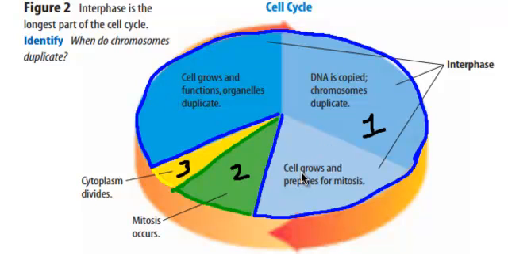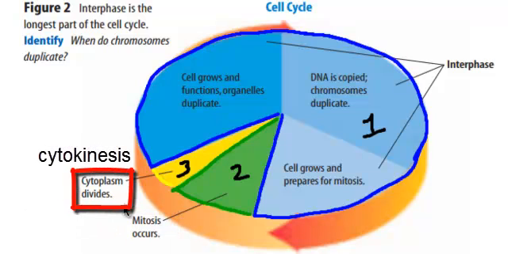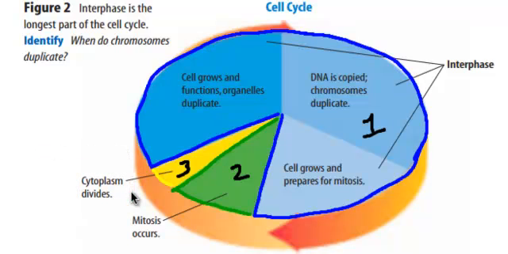And once we get out of interphase, we then enter a process called mitosis. So that's the second part of the cell cycle. And after mitosis is finished, we enter the last phase called cytokinesis, where the cytoplasm divides. So what we're going to do now is take an in-depth look at what exactly happens in each one of these phases.